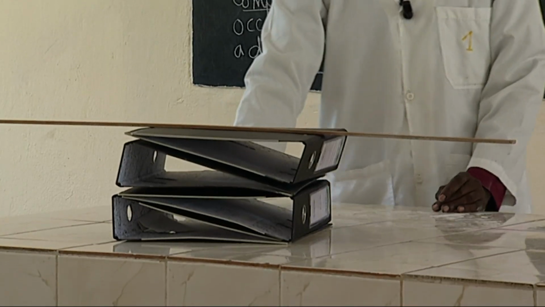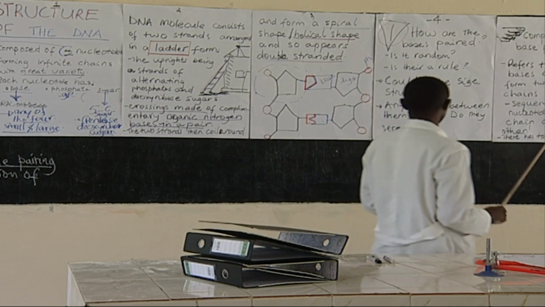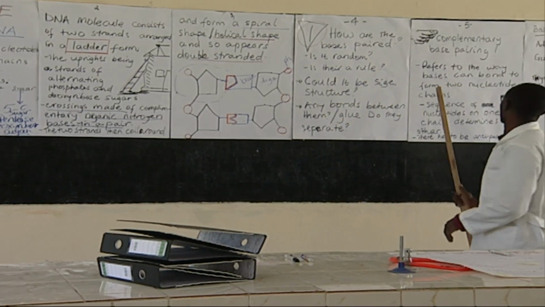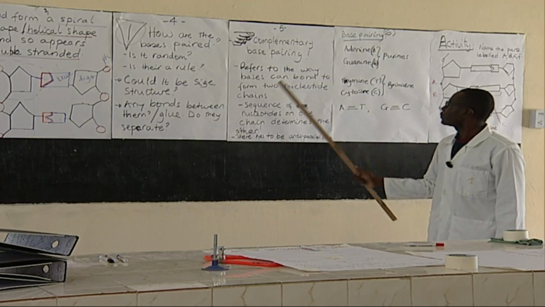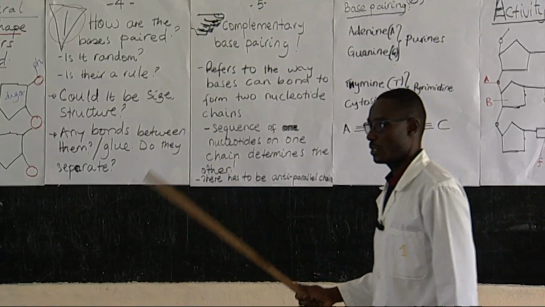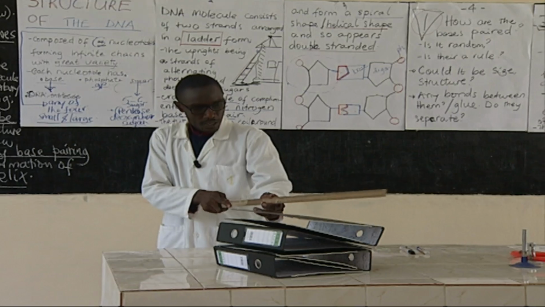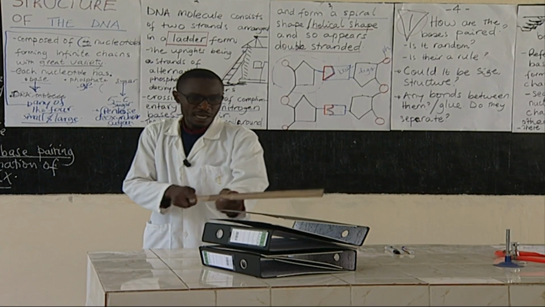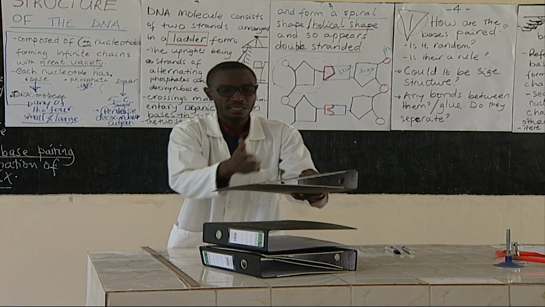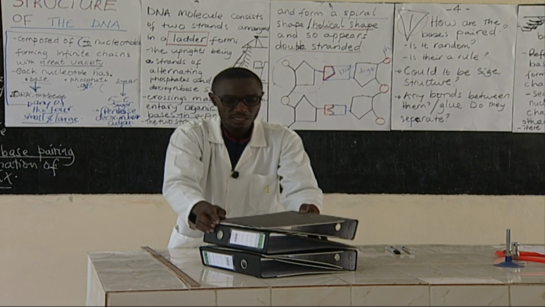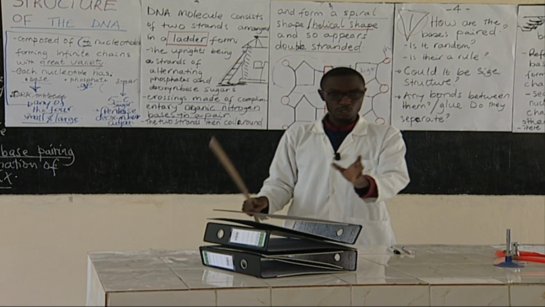Which takes us to the arrangement of the DNA. In complementary base pairing, we do have one. It refers to the way bases can bond to form two nucleotide chains. So I would assume that in the middle here, this is one section of the base, another section of the base. So one base on this side, another base on that side, somewhere in the middle, to be able to have such an arrangement. Meaning that at the end of the day, my shape is clear.